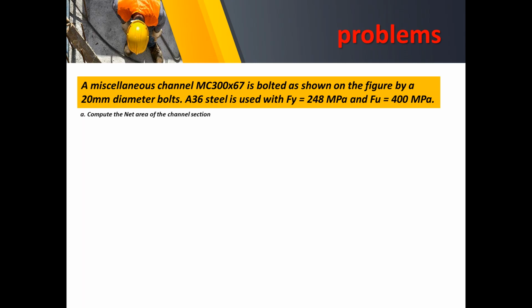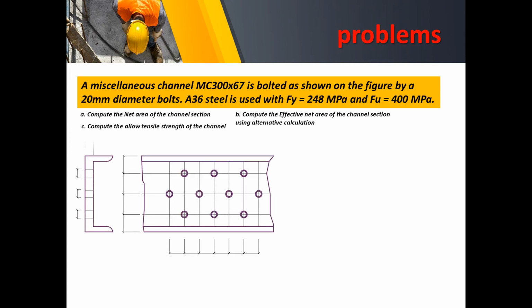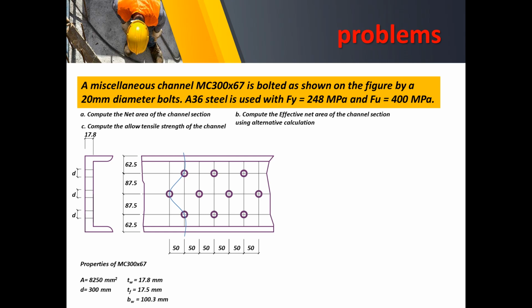So the requirement, letter A, compute the area net of the channel section. The second requirement is to compute the effective net area of the channel section using the alternative calculation. So letter C, compute the allowable tensile strength of the channel. So here's the illustration. In this channel, all of the connections can be found on the web, but no connections on the element of your flanges. So given all of these dimensions and its properties, we can now designate a root here. Of course, we have the properties, the area, the depth, the web thickness, the flange thickness, and the width of the flange.